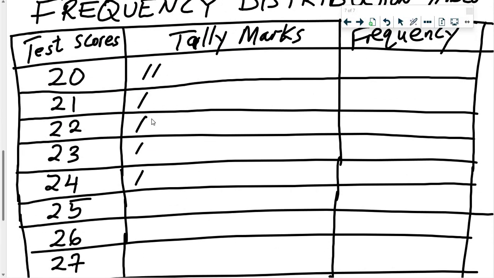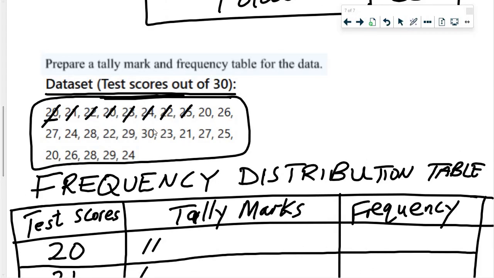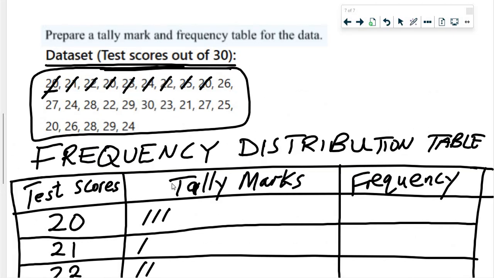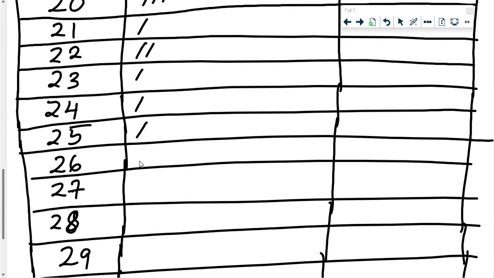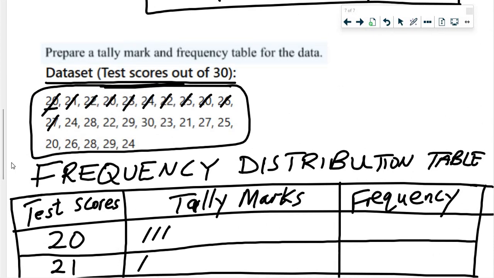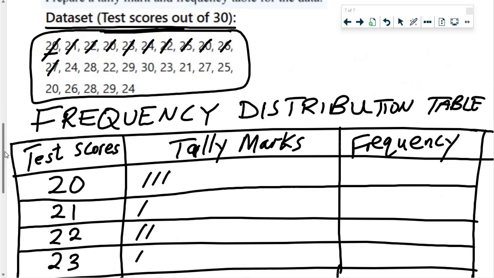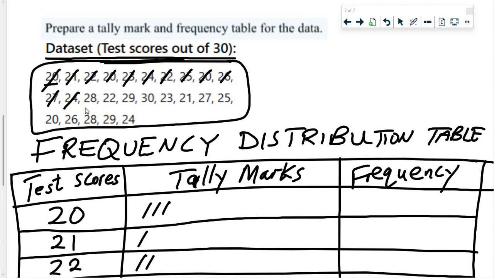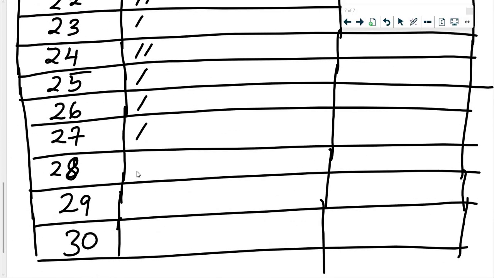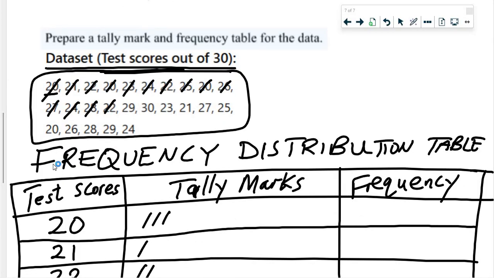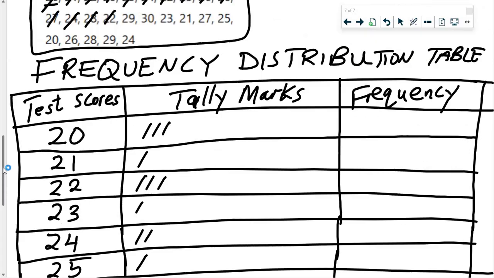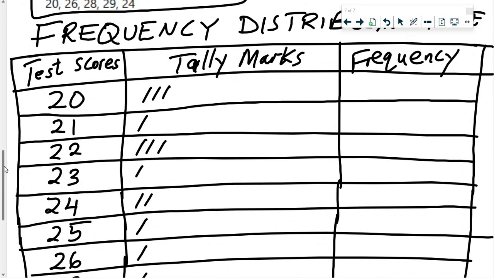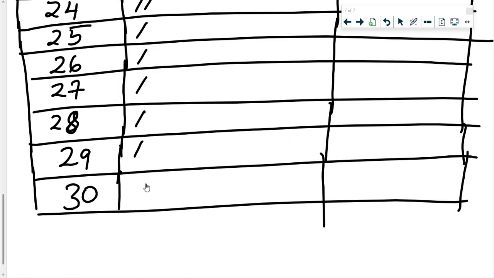22, record it here. 25, record here. 20, record here. 26, record here. 27, record here. 24, record here. 28, record here. 22, record here. 29, record here. 30, record here.